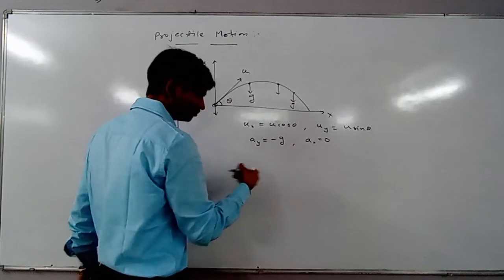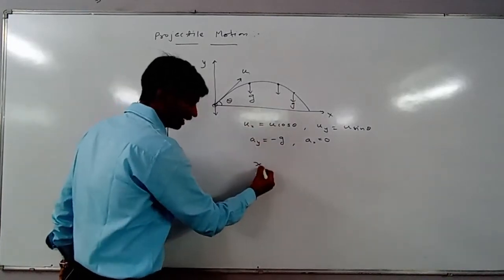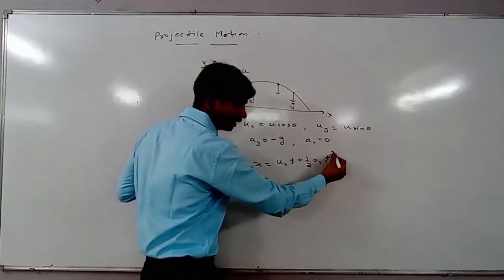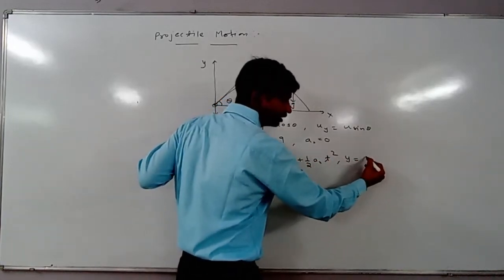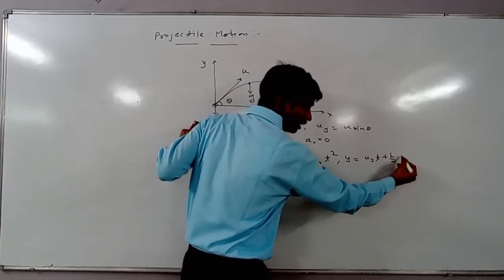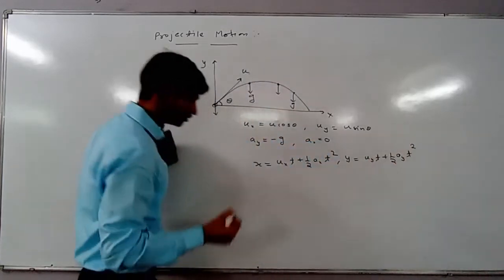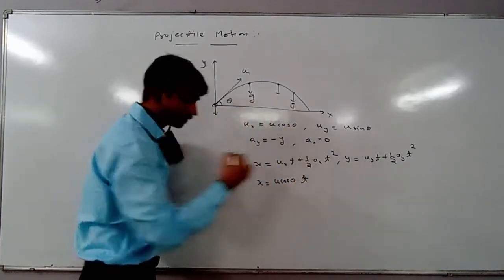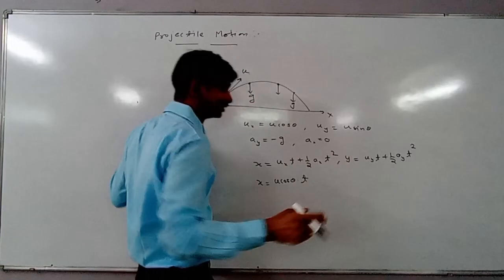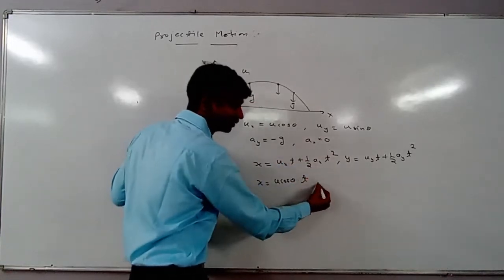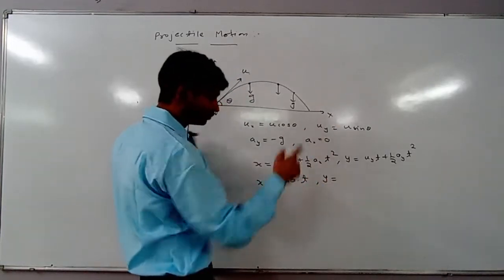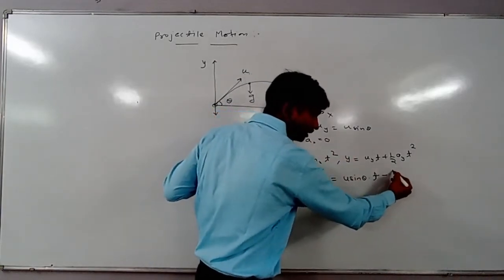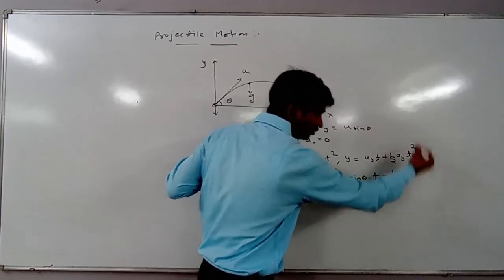Okay, now what can we write? x is equal to uxt plus half axt square. Also y is equal to uyt plus half ayt square. Now x is equal to u cos theta into t plus 0, because ax is 0. Again, y is equal to u sin theta into t minus half gt square. Right?